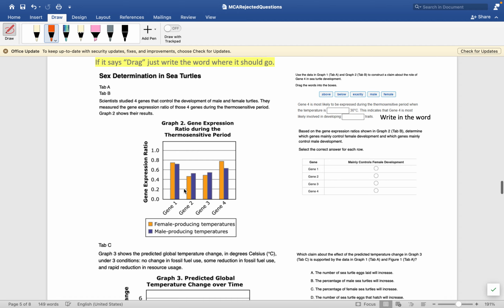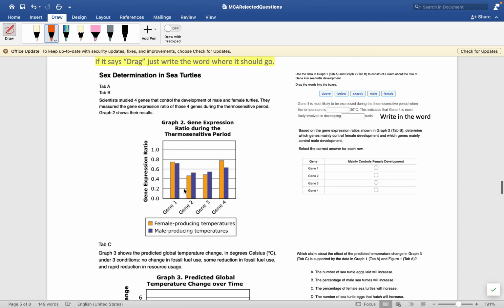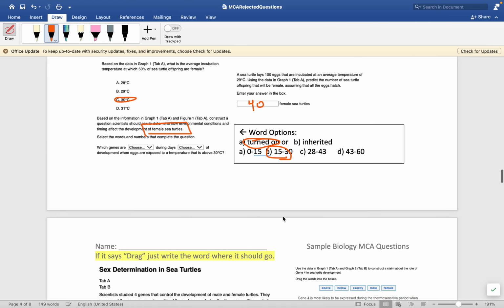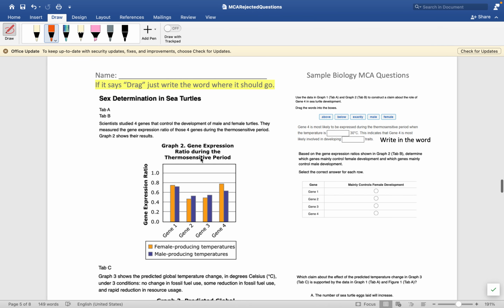I'm just going to continue to read. Nope, I think I'm going to answer this question. Using the data in graph 1, so this is graph 1, and this is graph 2, construct a claim about the role of gene 4. So we're going to focus on gene 4, in sea turtle development.